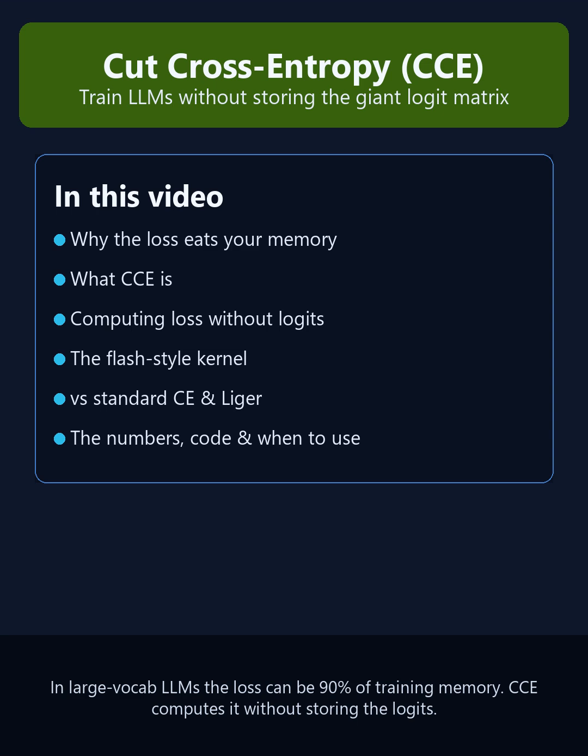When you train a large language model, the single biggest memory cost is often not the model, it is the loss. Computing cross-entropy over a huge vocabulary can eat most of your GPU memory. Cut cross-entropy, or CCE, from Apple shrinks that cost to almost nothing. In this video: why the loss is so heavy, what CCE is, how it computes the loss without storing the logits, how it compares, the numbers, the code, and when to reach for it.